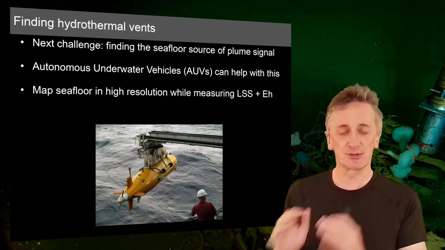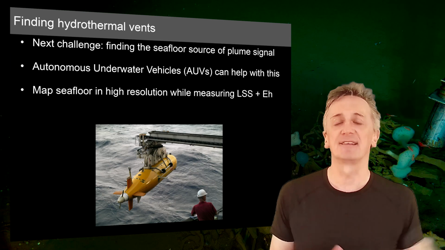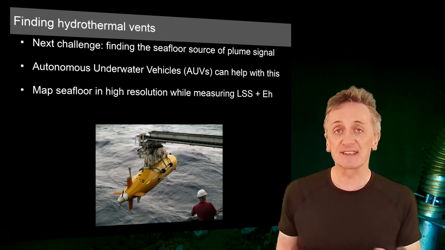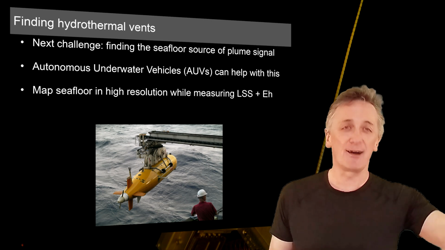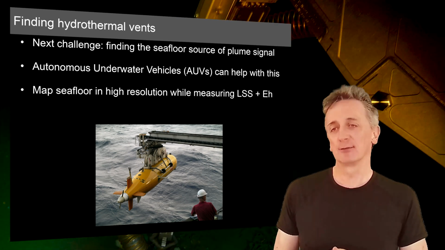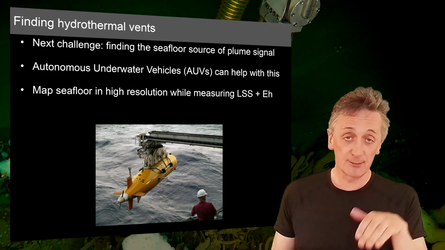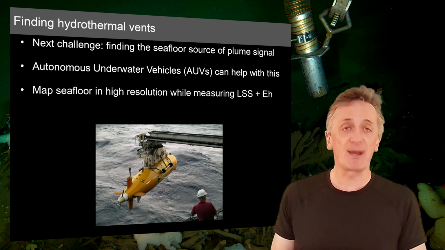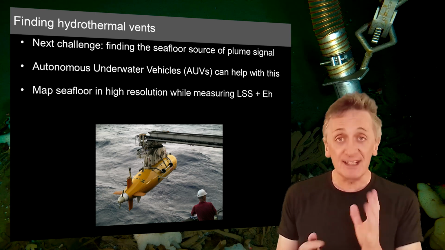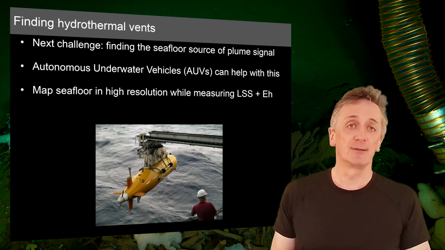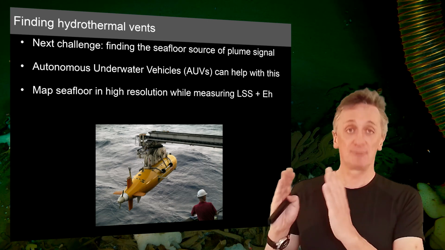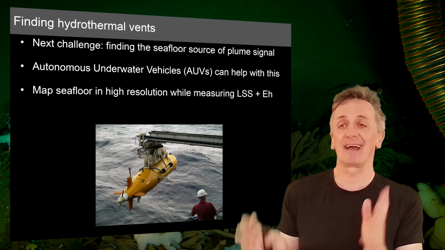We launch them, they're autonomous, they go out, they fly a survey pattern that we've pre-programmed, they're equipped with sensors, and that can help us to map basically what's beneath our plume to try and find the seafloor source of it. So they can be flying maybe 50 metres off the seabed and mapping seabed features in great detail with multi-beam sonar systems.